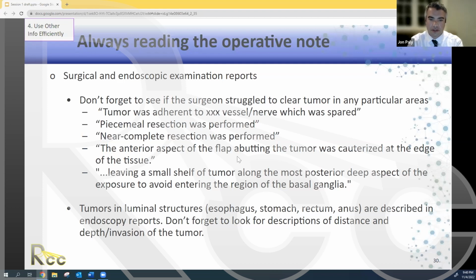Tumors in luminal structures, generally GI structures, are described more in endoscopy reports. So esophagus, stomach, rectum, anus, it's important to look at the endoscopy reports and look for the descriptions of the distance from the anus, if it's a lower GI, or from the incisors, if it's esophagus, to know how far down they encountered the tumor, which may not show up on imaging.